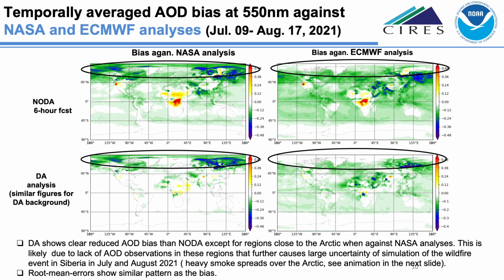This slide compares temporally averaged AOD against analyses from NASA on the left and ECMWF on the right. The top panel figures are for the no DA 6-hour forecast. The bottom two figures are for the DA analysis.